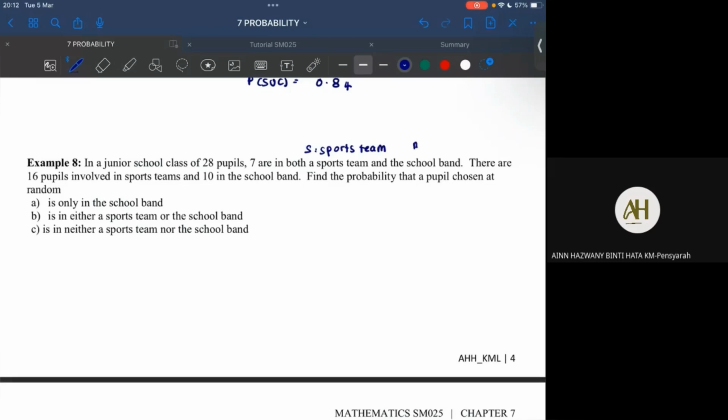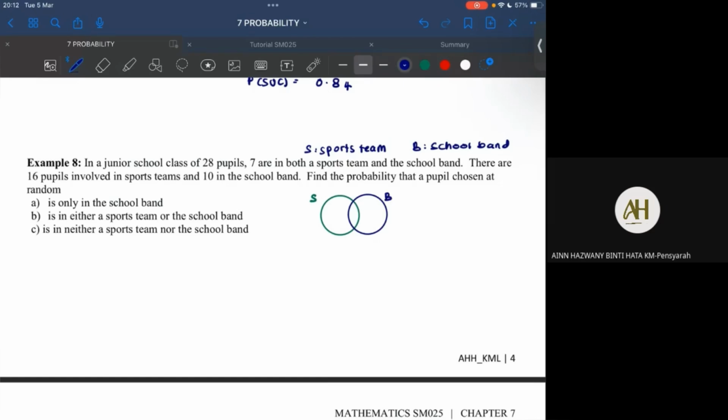And then school band. So ada dua event kita. So cara yang senang untuk kita representkan kita punya soalan ini ialah menggunakan Venn diagram. So kita ada dua event, event yang pertama, event yang kedua. Okay, which is kita letak ini sebagai sports team, yang ini sebagai school band.